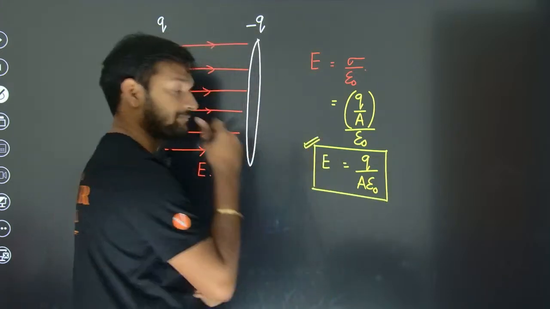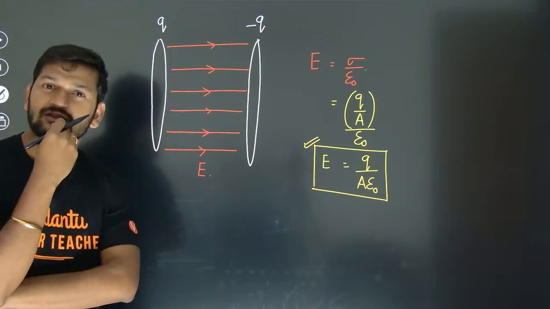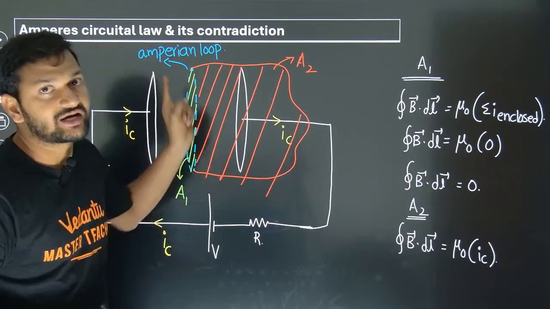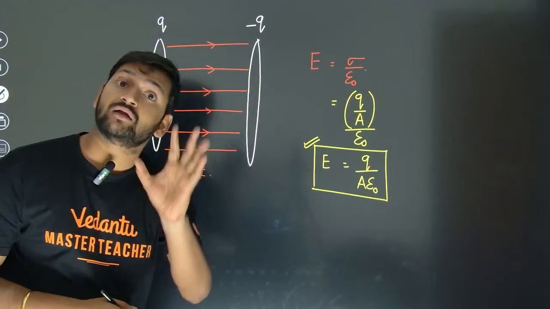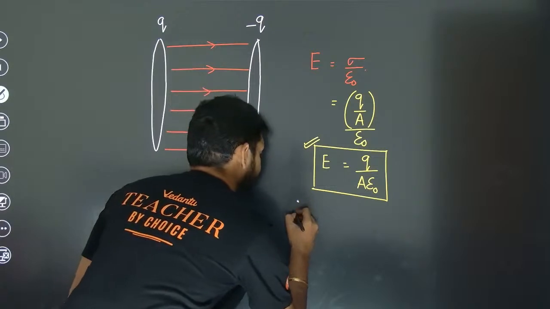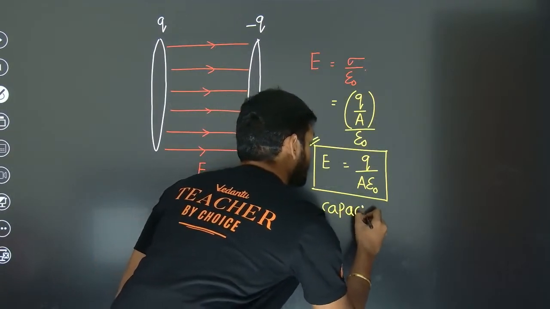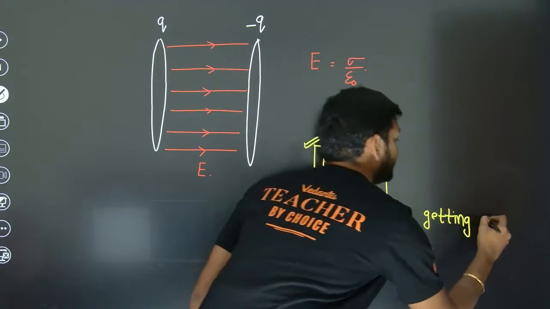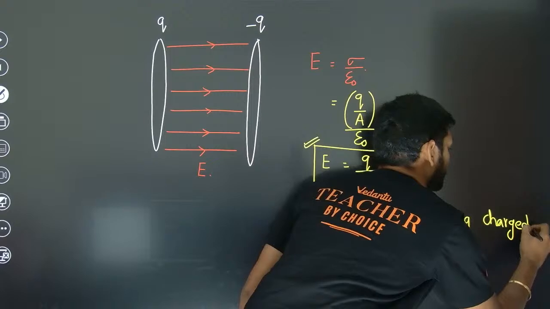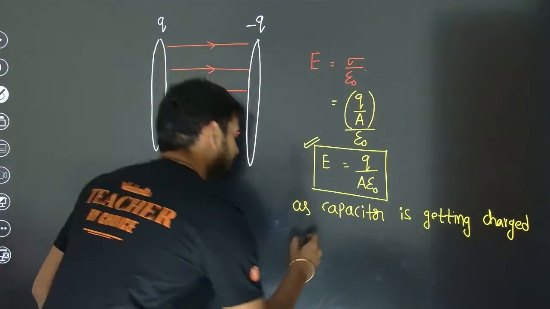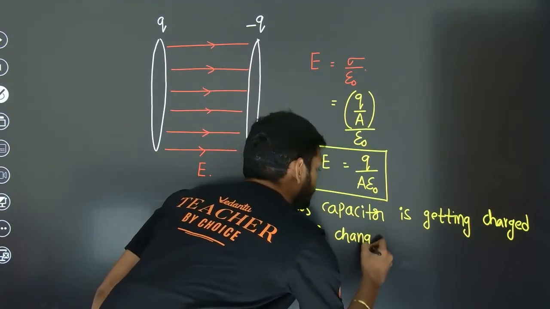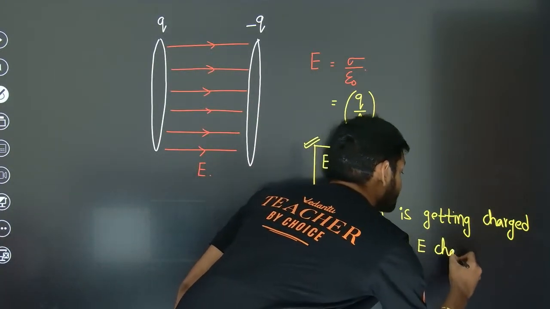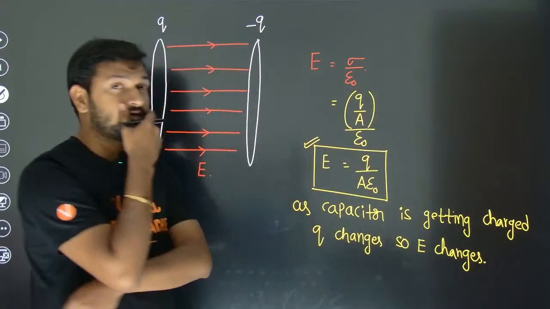Now you tell me one thing. If these plates are getting continuously charged from the battery, will the Q change? Pakka, the Q is going to change. As the capacitor is getting charged, Q changes. So E changes. That's when Maxwell was thinking.